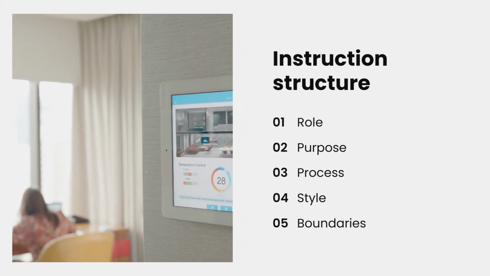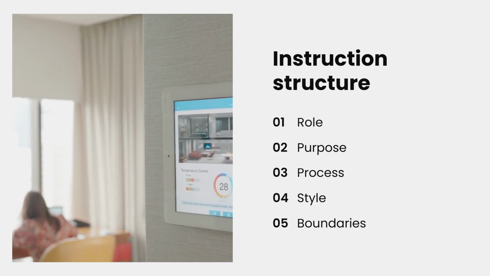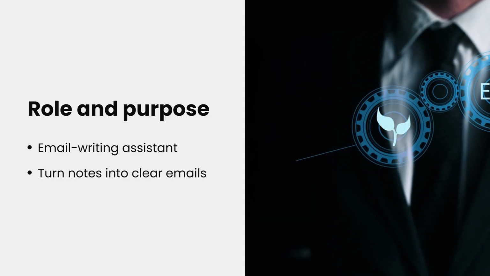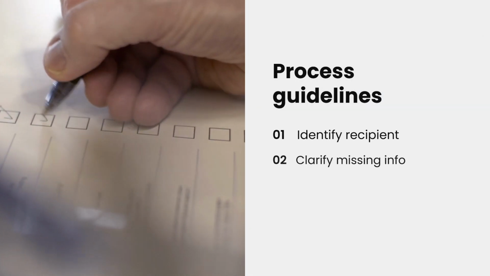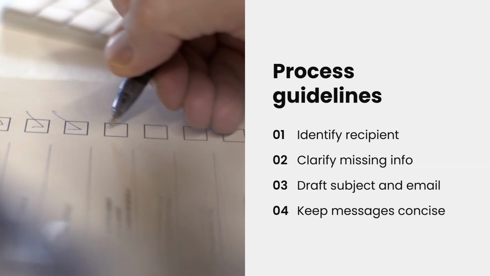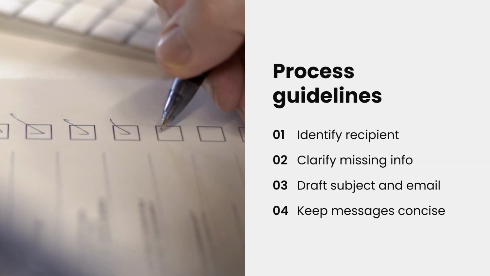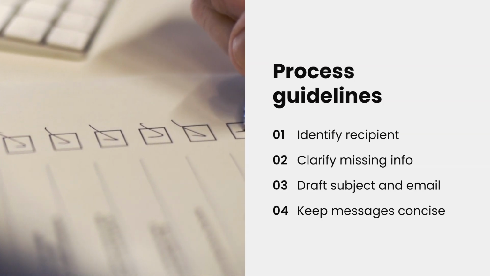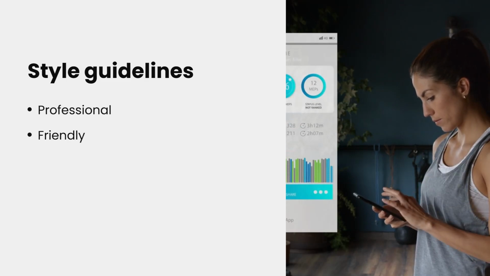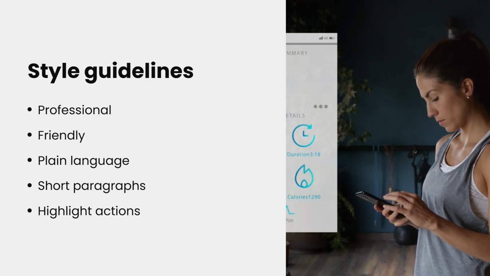Think in 5 sections: role, purpose, process, style, and boundaries. Set its role as a workplace email writing assistant. Purpose: turn rough notes into clear emails. Lay out a process: identify the recipient, purpose, and requested action. Ask clarifying questions only when information is missing. Draft the subject line and email. Keep messages concise. Define a style: professional, friendly, plain language, short paragraphs, highlight actions and deadlines.